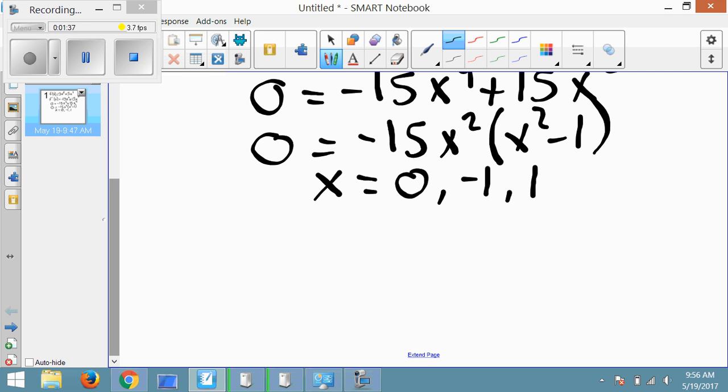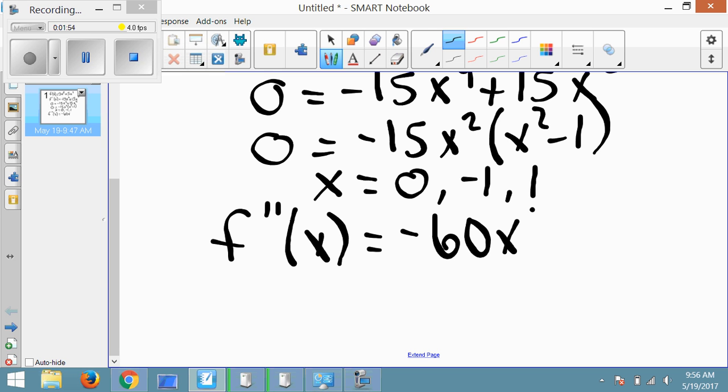Okay, now the second main step to the second derivative test is taking the second derivative of our original equation. So that is going to be f double prime of x is equal to negative 60x to the third plus 30x. So once we've done this step, then we're going to plug in our critical numbers that we found from putting 0 equal to the first derivative, and we'll do that for each one.